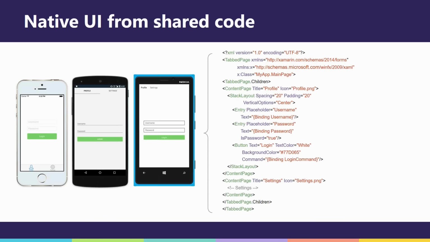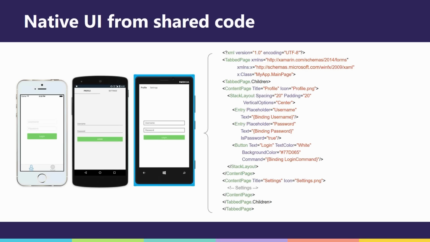Then we have a button underneath there that's called login. It has a green background with white text. It has this binding for a command to a login command. And just like the binding to username and password, the binding to login command essentially tells us that there's a method in the code behind called login command or an ICommand that I'm going to bind to that will get invoked when I click on that button. So I don't have to say button.click plus equals blah, blah, blah. I just go ahead and bind it to this login command.